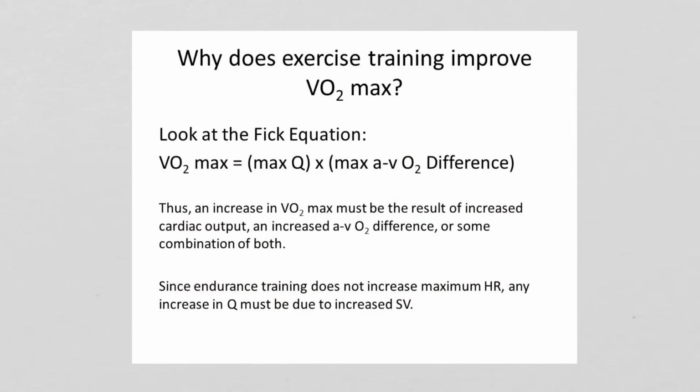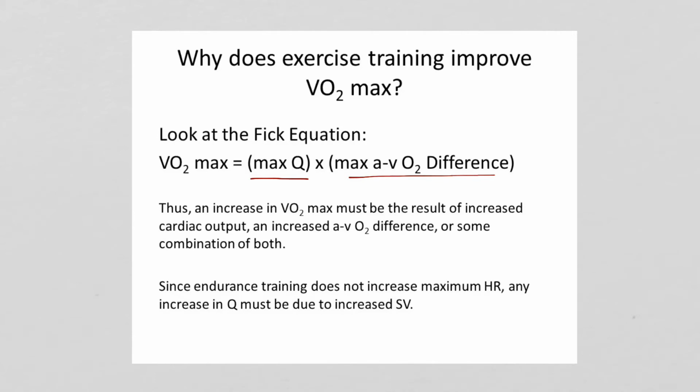So first, let's take a look at an equation we're familiar with, and that's the Fick equation, that tells us that VO2 max equals the maximum cardiac output times the maximum AVO2 difference. If we break that down, it should make perfect sense, right? Because your maximum cardiac output represents the delivery of oxygen to the muscles, and then your max AVO2 difference will be the extraction and use of oxygen by the active muscle tissue. So if you maximize both of those, you should be able to maximize your VO2 max.